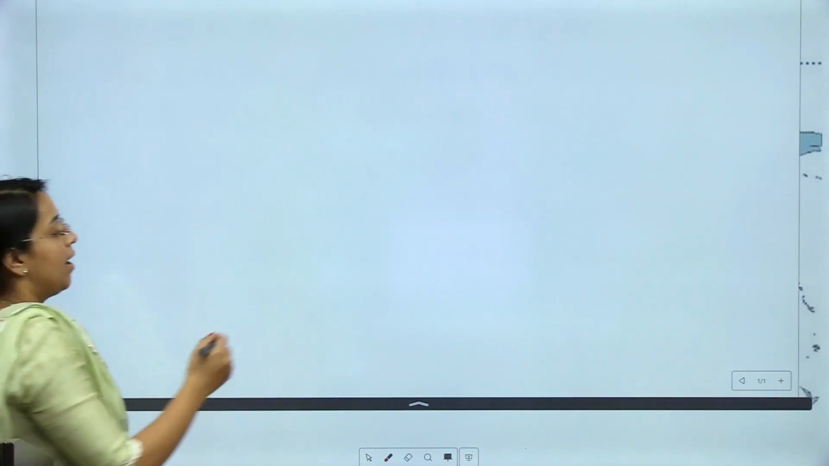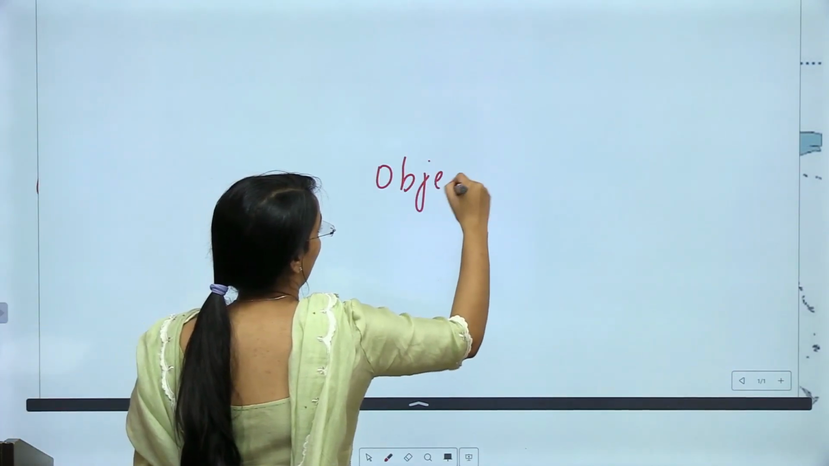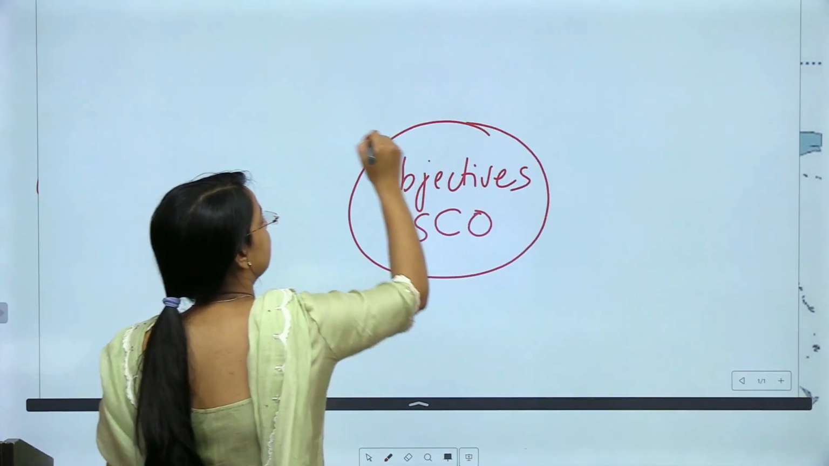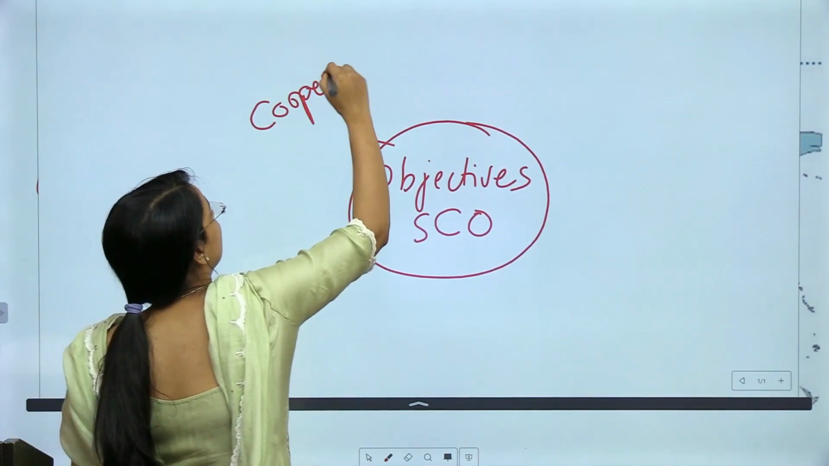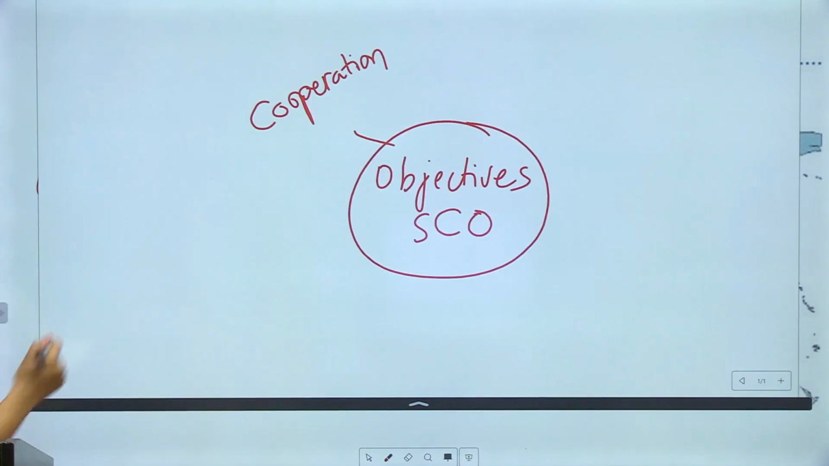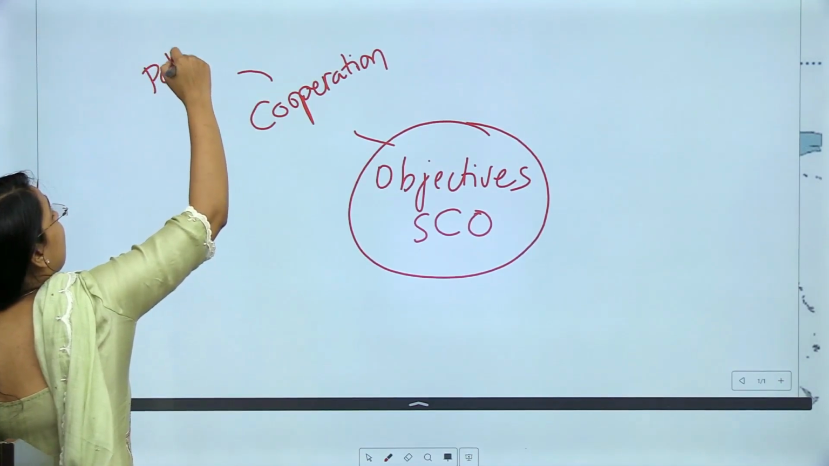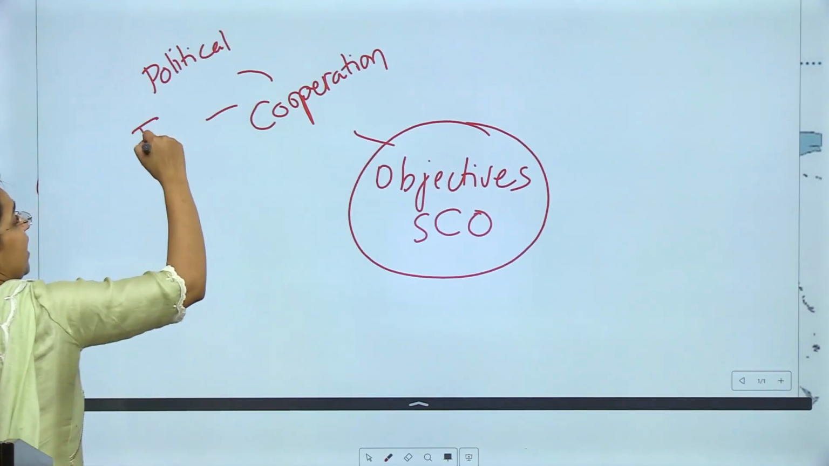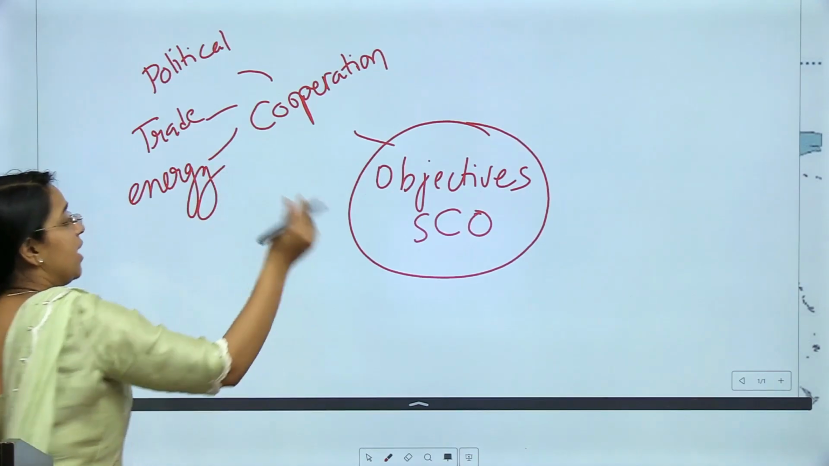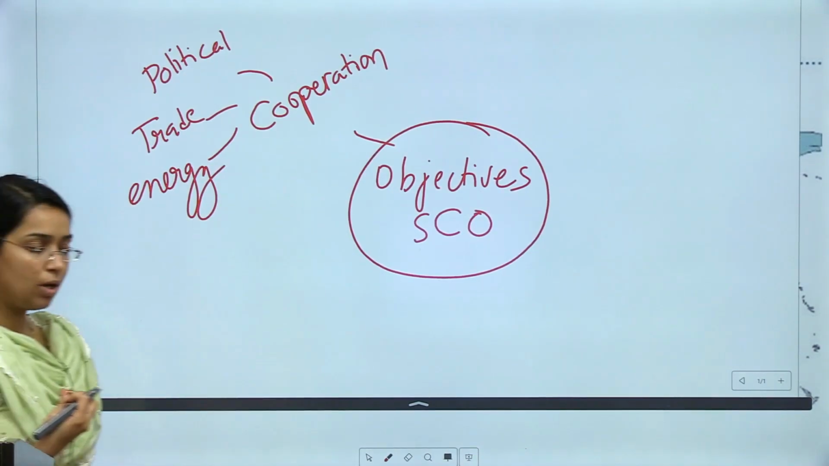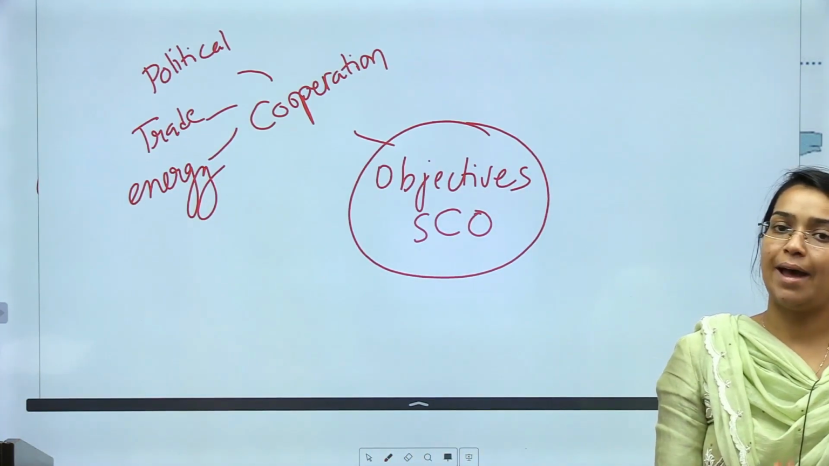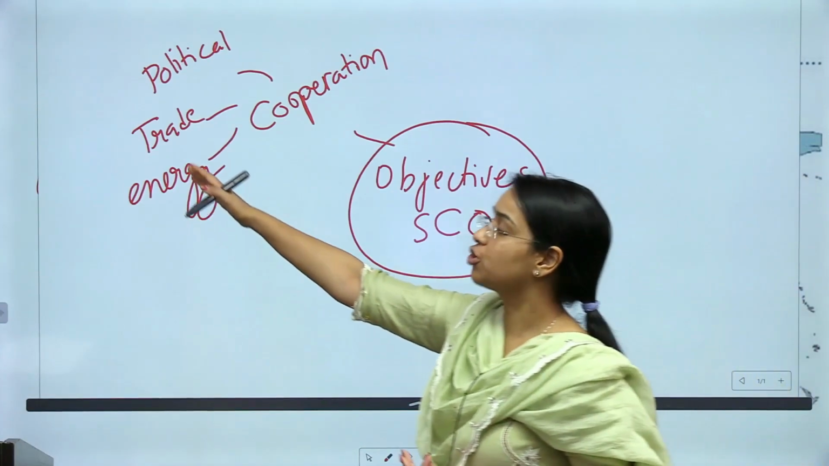So there are multiple objectives for creating the SCO. The first objective is to improve cooperation between the countries of the grouping on various grounds, like in the political arena, promoting trade, promoting energy ties. By forming a grouping, what are they trying to do? That we have a formal mechanism where we can all sit together and talk on various aspects of our interest.